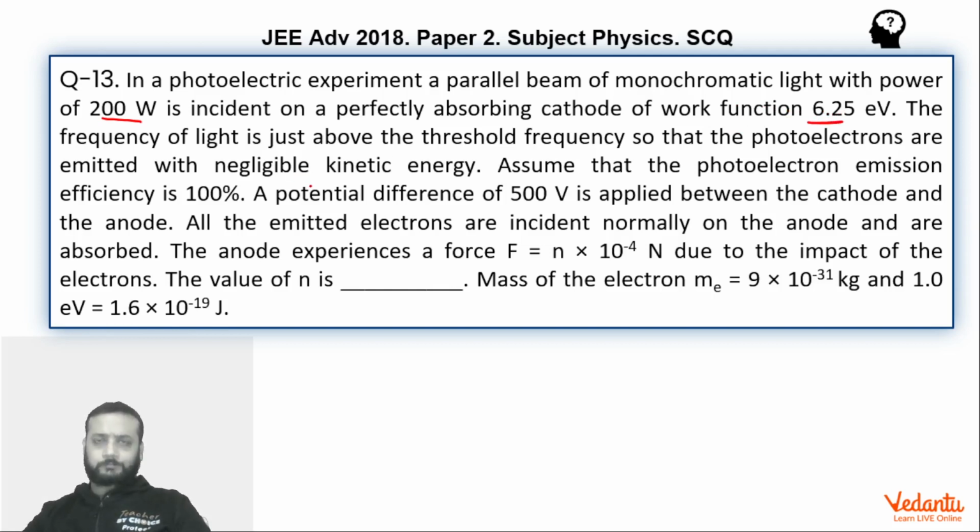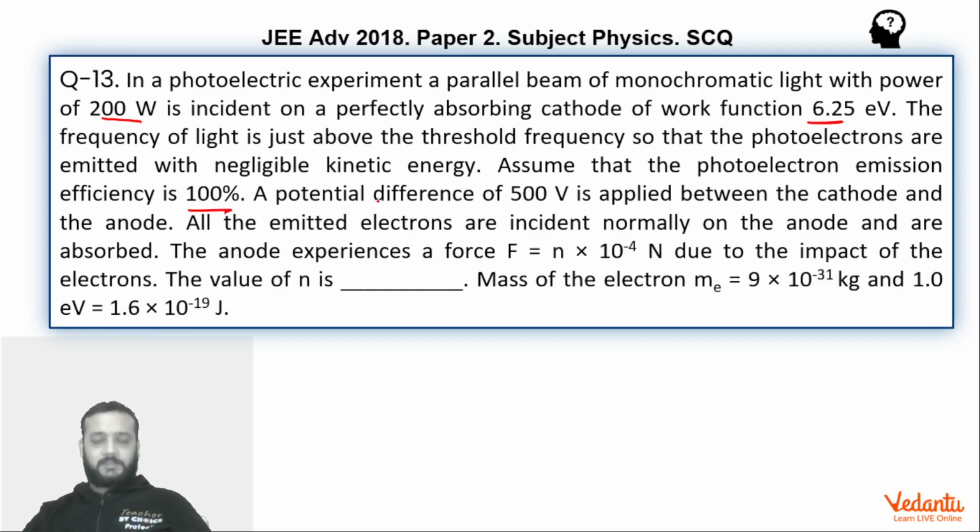Now, it is said that efficiency is 100%. That means all the photons which are incident, each photon will cause photoelectric emission. So number of photons incident will be equals to number of electrons emitted from the cathode.